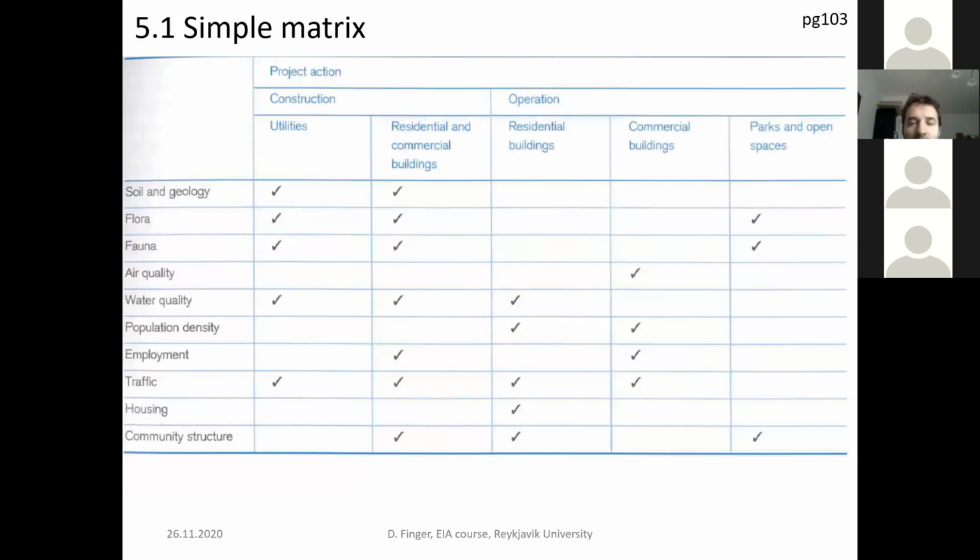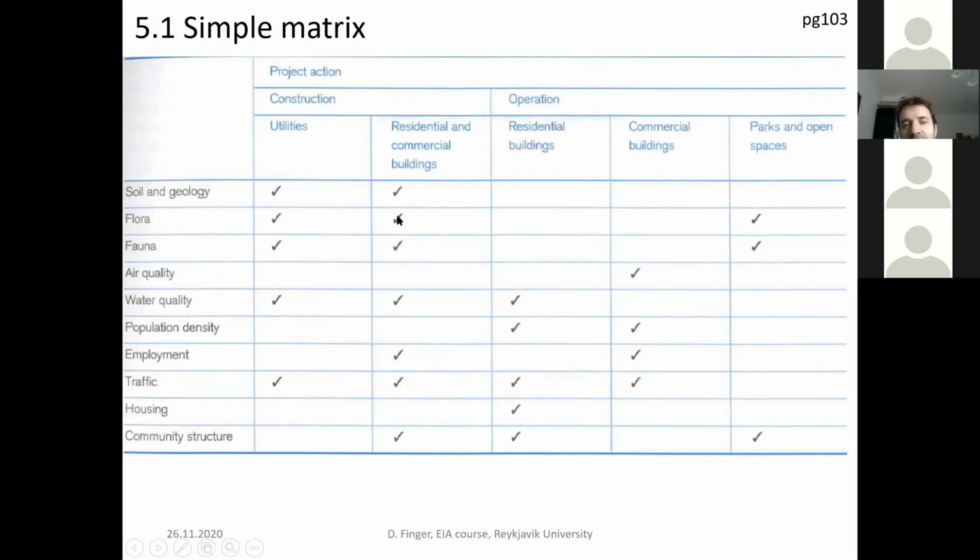So to come back to the book, one very simple method of describing the environmental impacts is simple matrices, where you simply describe the impact on different sectors or on different spheres of your project. You can, for example, have a matrix like this where you have soil and geology, flora, fauna, air quality, and then you have a simple check if your project is going to impact it or not.